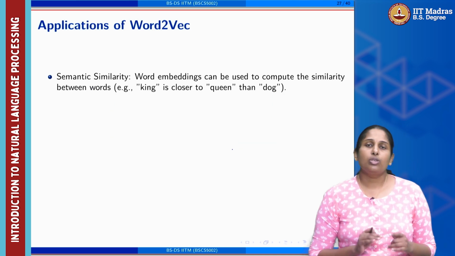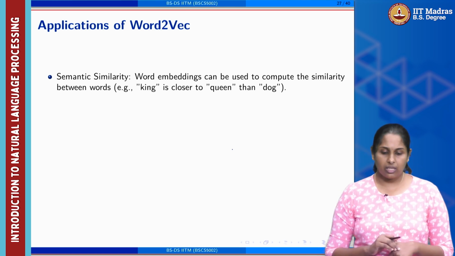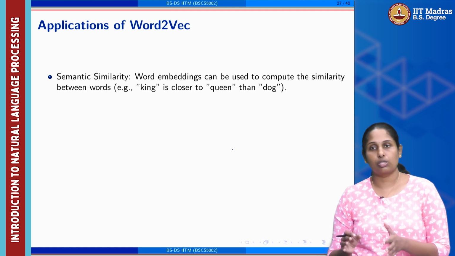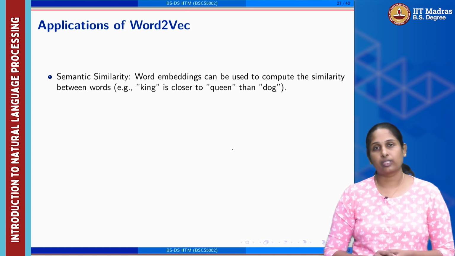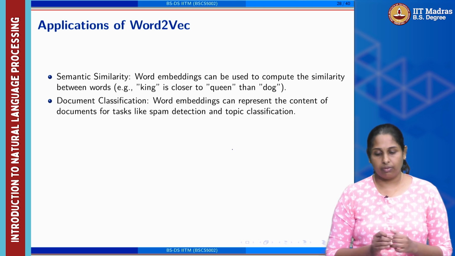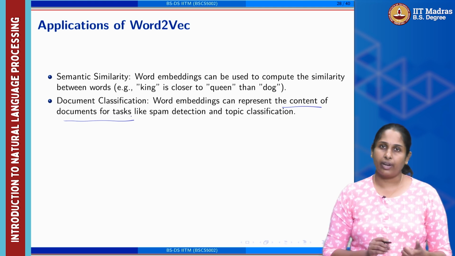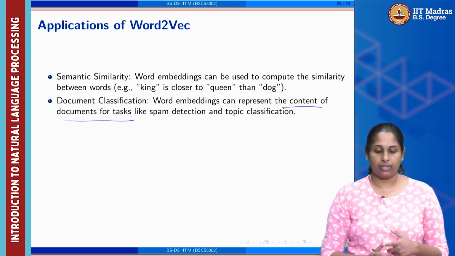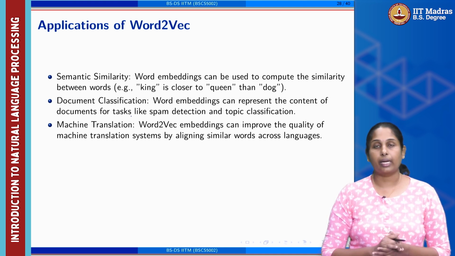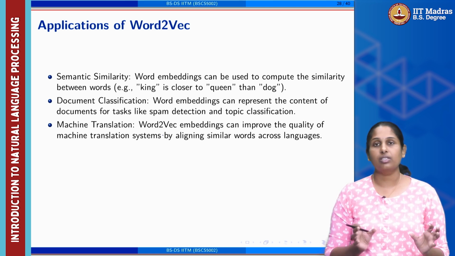Now, where do we use this word2vec information? Especially to identify semantic similarity, word embeddings can be used to compute the similarity between words. That king is closer to queen than dog is identified through word2vec. In document classification, word embeddings can help us represent the content of documents for tasks like spam detection and topic classification. And in machine translation, word2vec embeddings can improve the quality of machine translation systems, where we need to align similar words across languages.